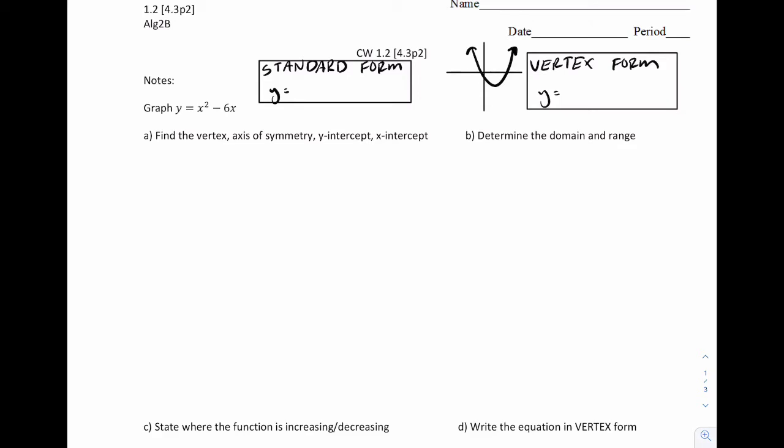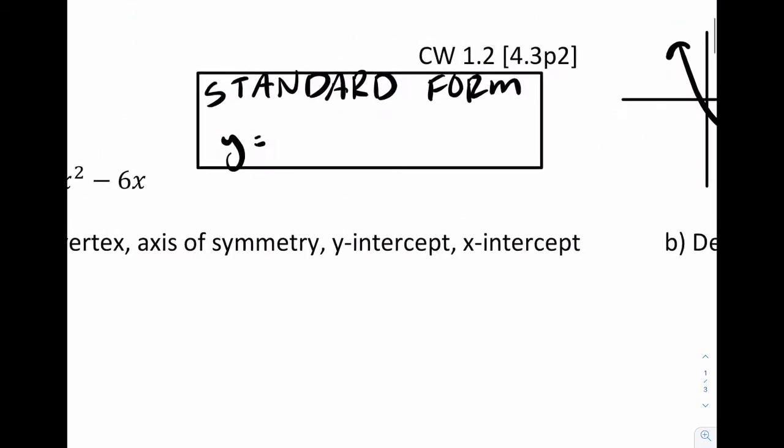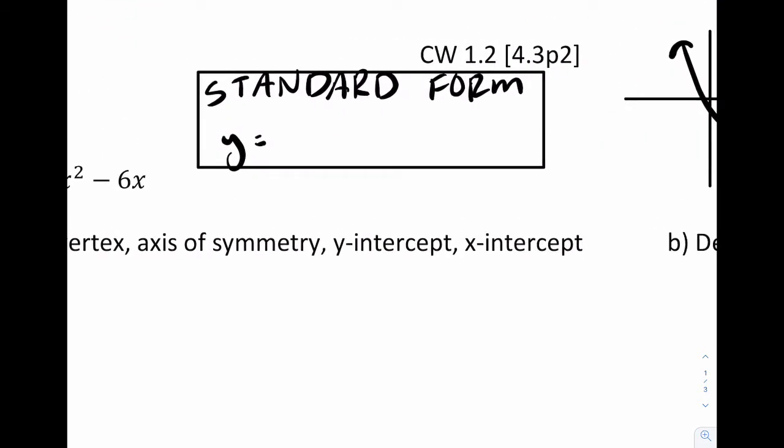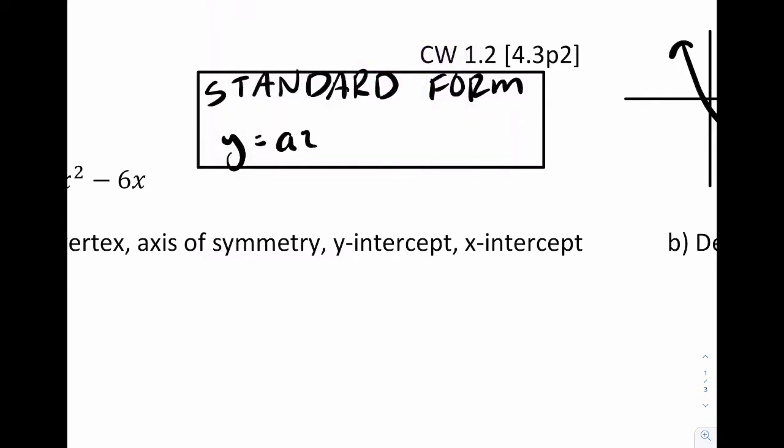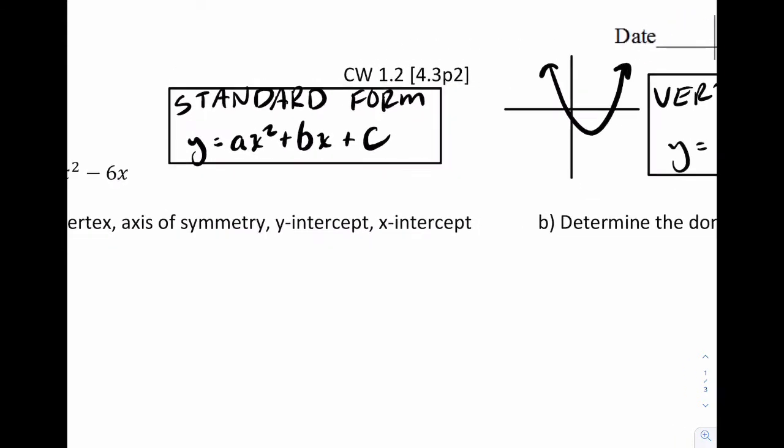Welcome to CW 1.2. Today we're going to talk about parabolas and the various forms we're going to see. So first is standard form. Take a moment and just copy this down into your notes. Standard form is the most common form of any parabola. It's y equals ax squared plus bx plus c. And again, that's just your most common form. That's why it's called standard form. That one should look pretty familiar.